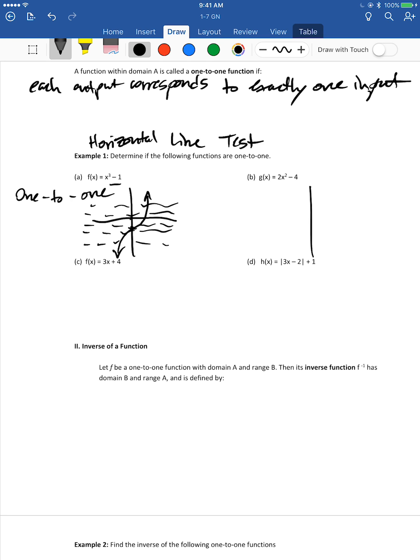For B, again, I'm looking at the transformations. I know that my vertex is moved down 4. And I know that it's a little skinnier than usual because of that too. And I can see right away that at almost every point on this graph, it fails my horizontal line test. I'm passing through 2 points each time. That means that for this x value and this x value, it's giving me this same y value. For 2 different inputs, it's giving me the same output. That's not okay. Well, it's okay. It's not like the function's in trouble. But that means that the function is not one-to-one.